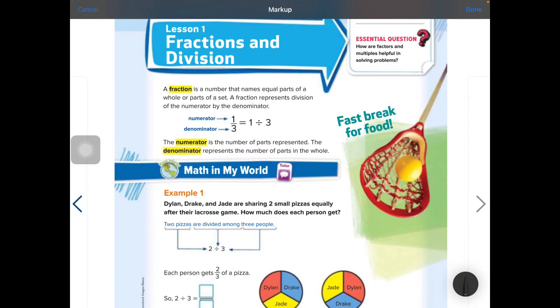We are on Chapter 8, Lesson 1, Fractions and Division. A fraction is a number that names equal parts of a whole or parts of a set. A fraction represents division of the numerator by the denominator. Denominator goes on the bottom. That's how I always remember denominator: it's the number that's down below.